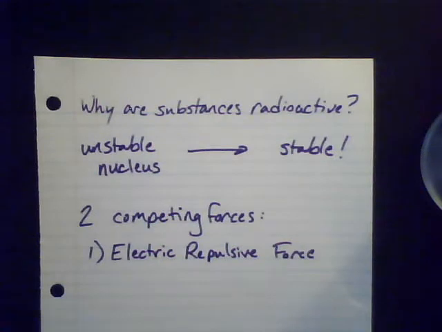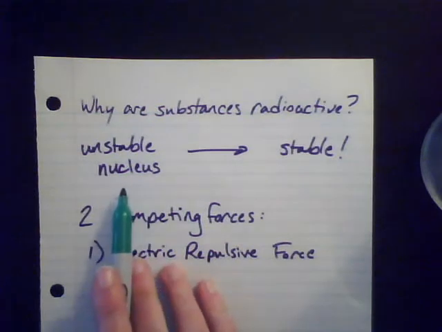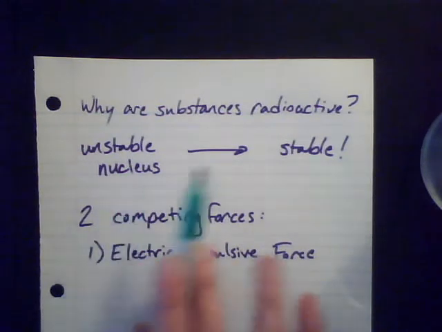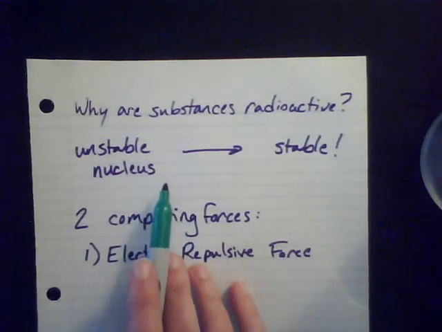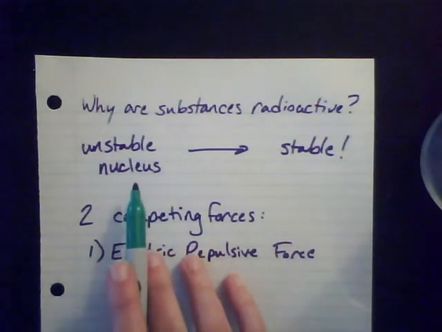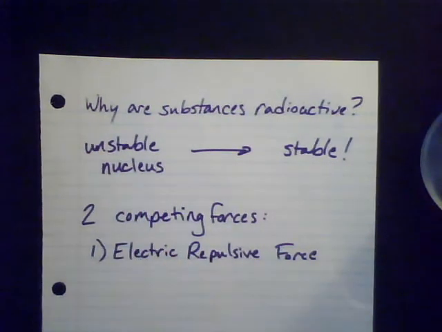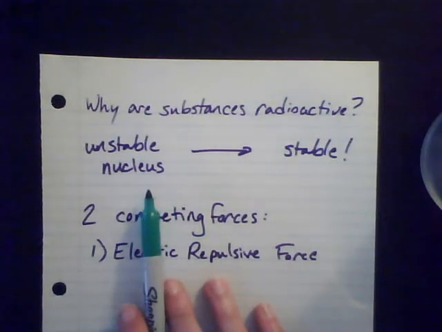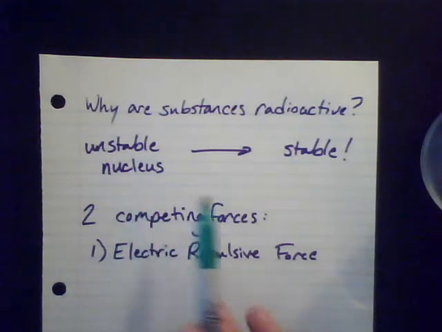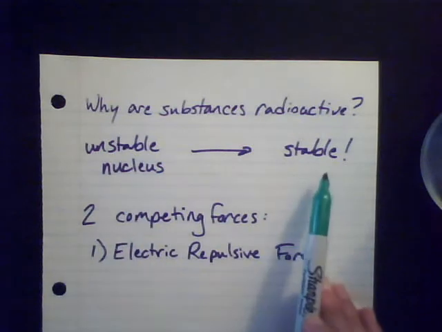So why things are going to be emitting these high energy particles or energy. And the name of the game, really, what it comes down to is that something that is radioactive has an unstable nucleus, and that unstable nucleus is going to do what it can to try to become stable. So in doing so and trying to become more stable, it's going to emit either high energy particles like alpha particles or beta particles, or it'll emit radiation like gamma radiation. So that's kind of the name of the game. You have something that is unstable becoming something that is stable.